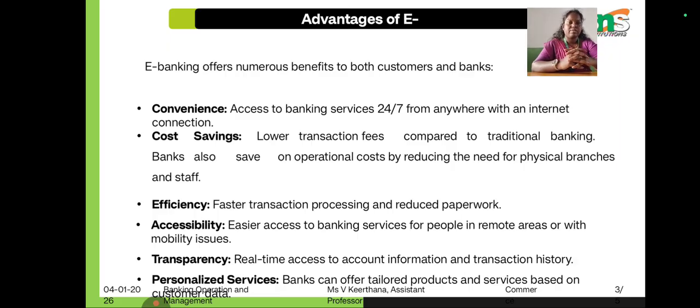Next is cost savings: lower transaction fees compared to traditional banking. Banks also save operational costs by reducing the need for physical branches and staff. Next is efficiency: faster transaction processing and reduced paperwork. Next is accessibility: easier access to banking services for people in remote areas or with mobility issues. Next is transparency: real-time access to account information and transaction history. Another is personalized services: banks can offer tailored products and services based on the customer's needs and data.